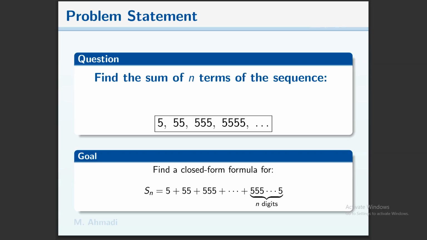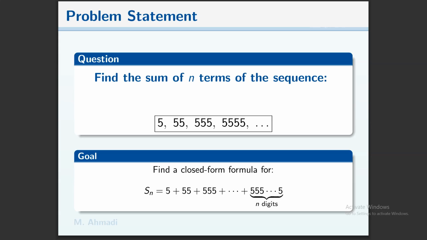Here is our problem statement. We need to find the sum of the first n terms of this sequence. Each term is a number consisting of repeated fives: 5, 55, 555, 5555, and so on. We are looking for a closed form formula for Sn, which is the sum of these n terms.